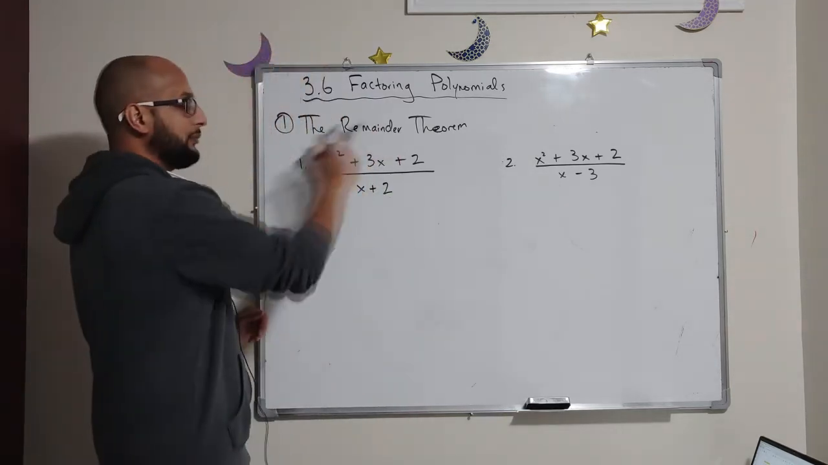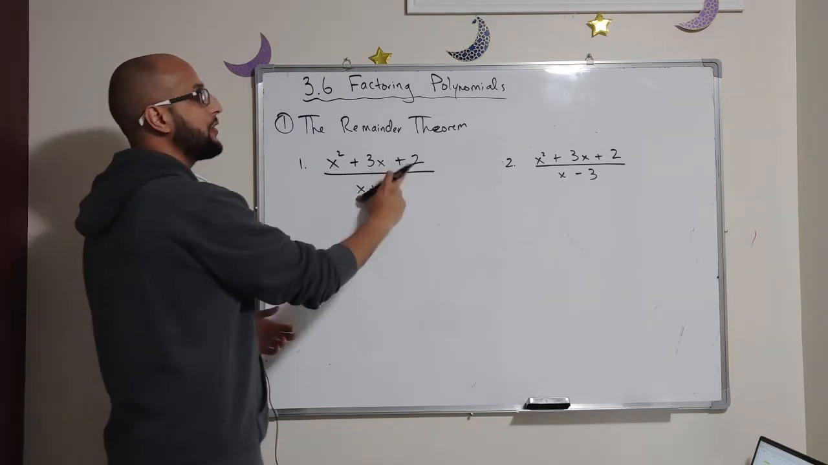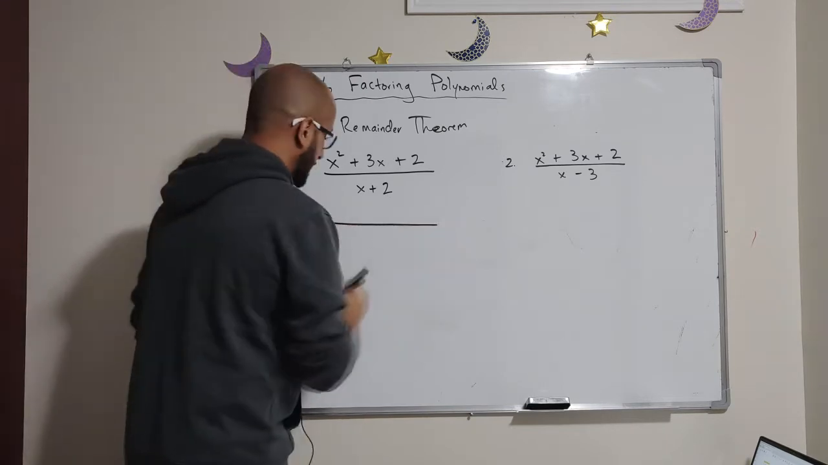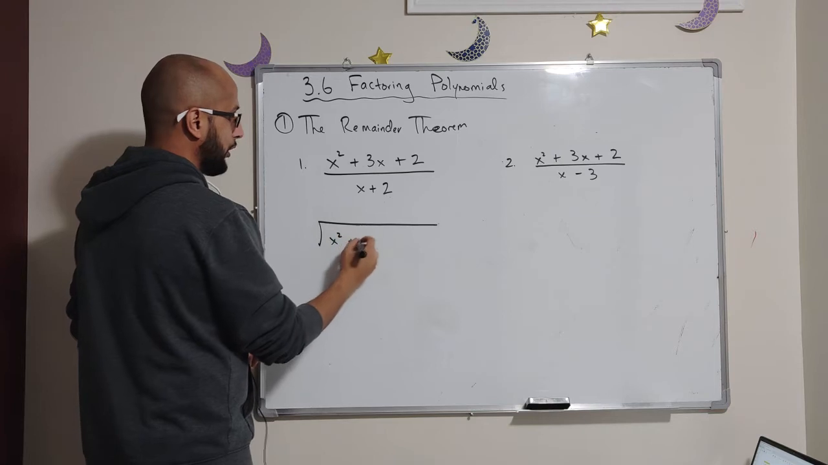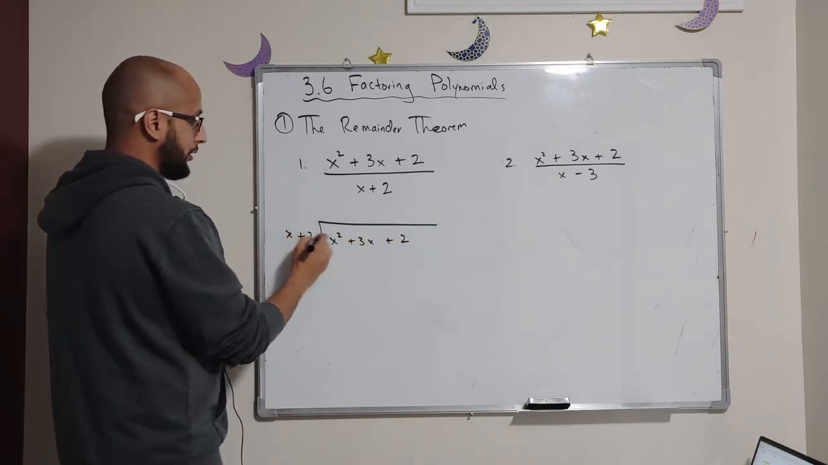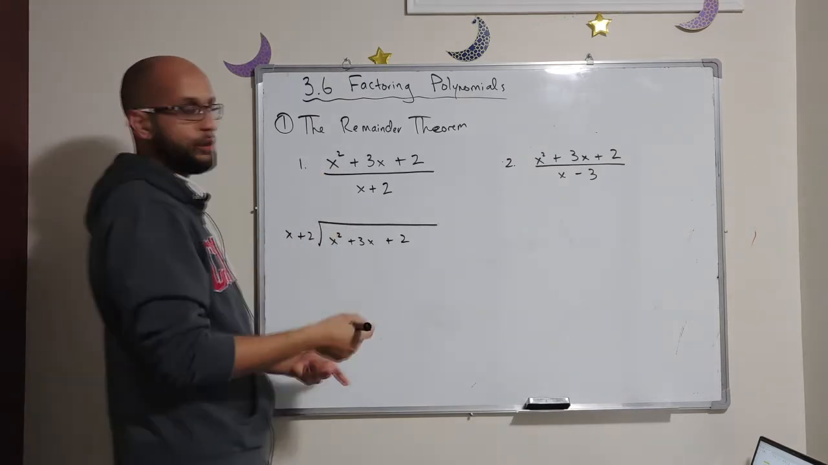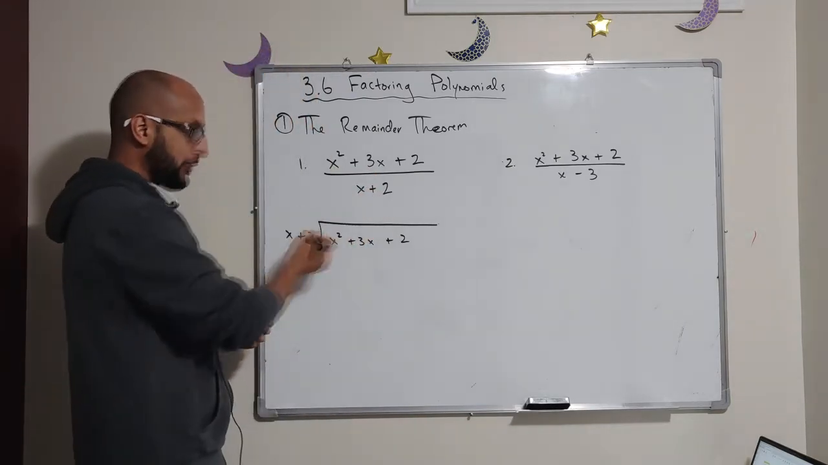The remainder theorem. Let's go ahead and divide it and see what we can discover. So x squared plus 3x plus 2 divided by x plus 2. Just a quick revision in explaining the remainder theorem. We're going to look at what happens when we divide a polynomial by another polynomial and its relation to the y value of that polynomial. So first we're going to divide.